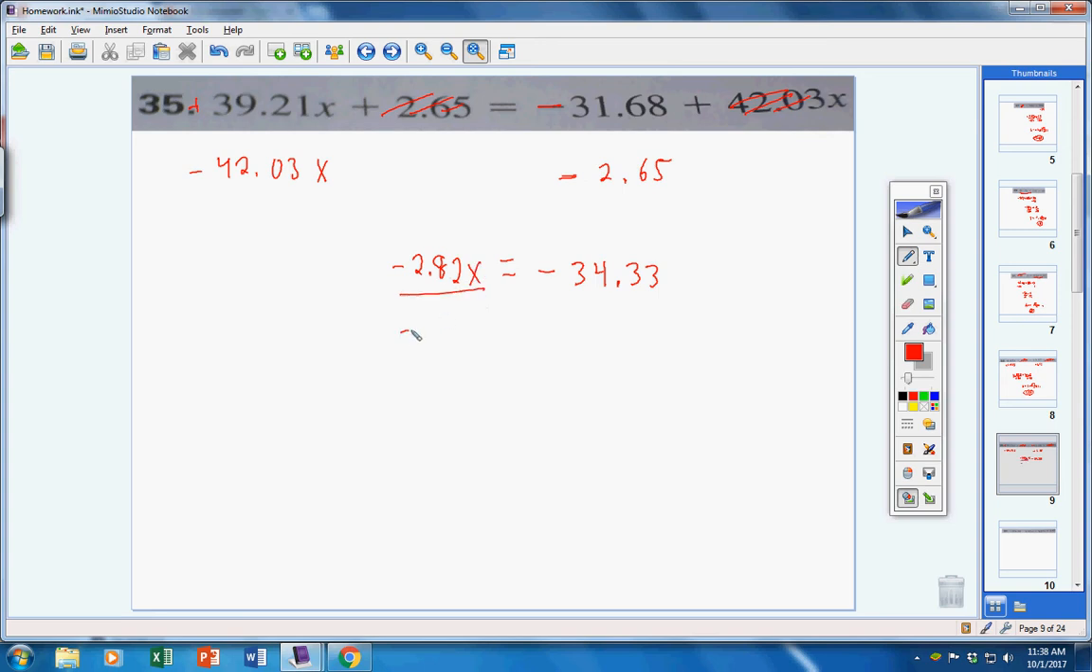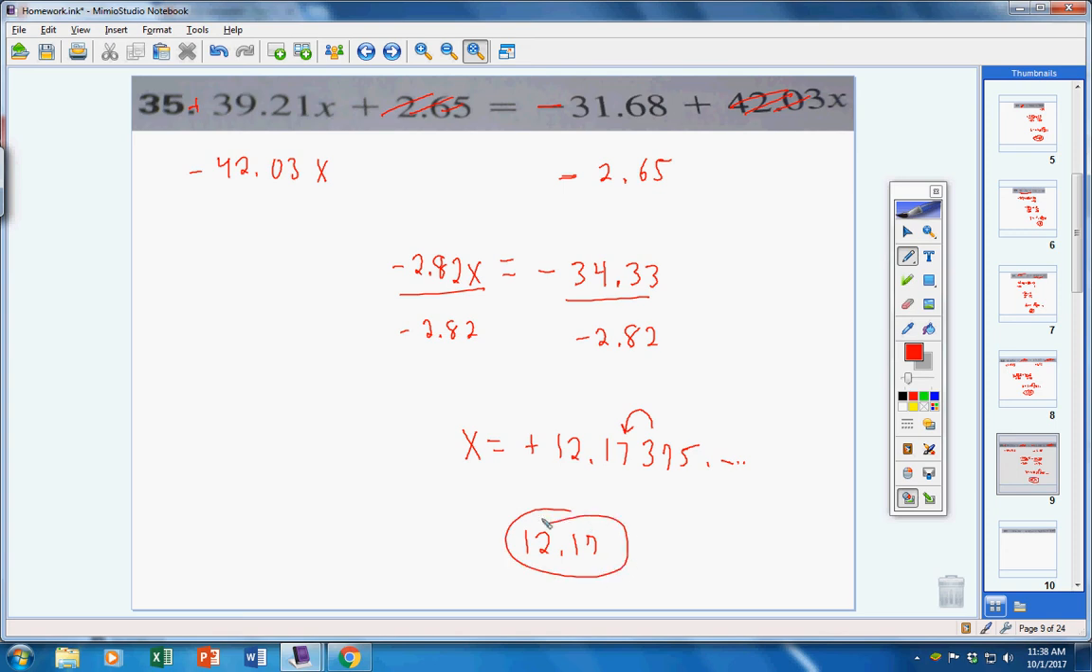x. Let's divide both sides by negative 2.82. Please don't forget, students, that a negative over a negative is positive. Let's see what we get here. 34.33 divided by 2.82 is positive 12.17375. It continues on and on. My third decimal number is 3. That means leave the 7 alone. So my answer should be 12.17. Alright? One more problem and we're finished.